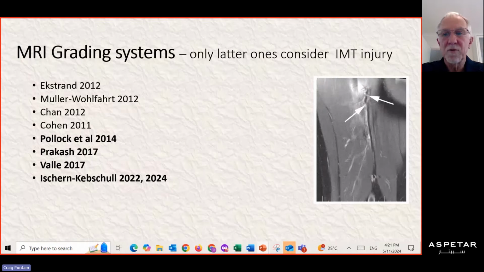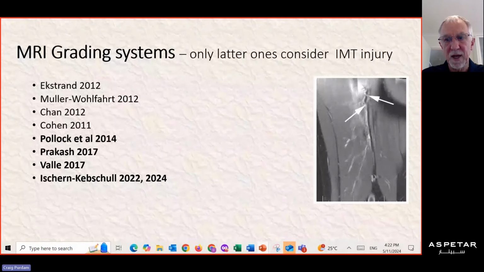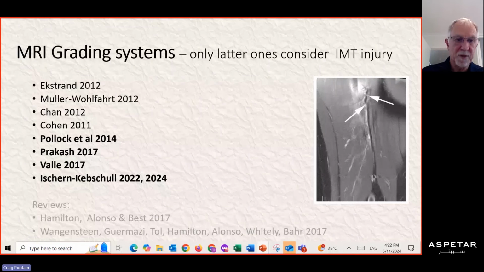I'm going to change tack now and look at MRI grading systems. Of course, we had a number of these early in the last decade. But since then, from Pollock's study, the Prakash looking only at calves, the Valet and Isern Kebshel, they're the same group, I believe. All of these have now identified different methods of grading the intramuscular tendon injuries and relating them, which assist very much in how we might look at its involvement and how that might affect our management.